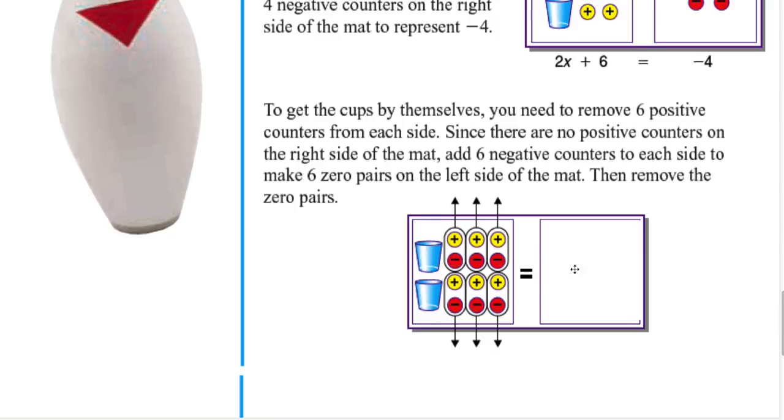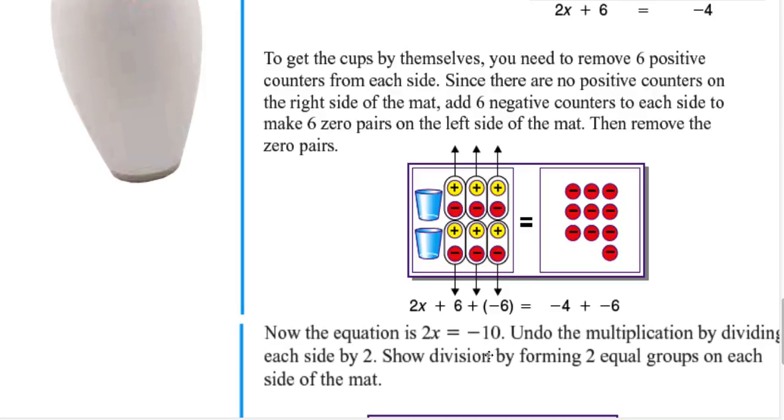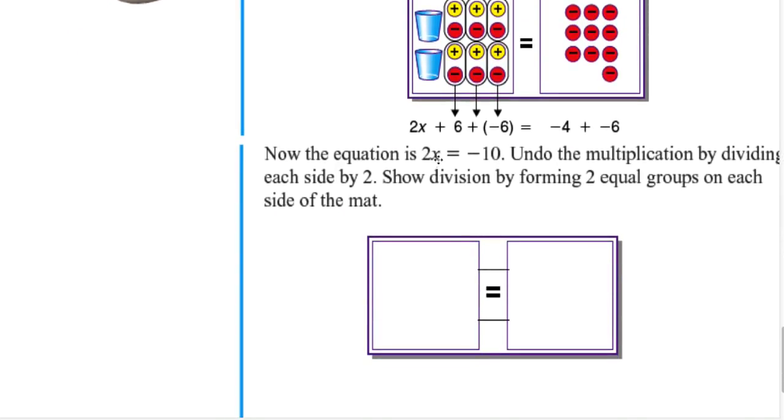And since we added 6 negative counters here, we need to add 6 negative counters here as well. So we have a total now of negative 10 counters. We took out our zero pairs, and we end up with 2x plus 6 plus negative 6, that's when we added our negative 6, equals negative 4 plus negative 6. So from there, the equation becomes 2x equals negative 10. We have 2 cups and 10 negative counters.